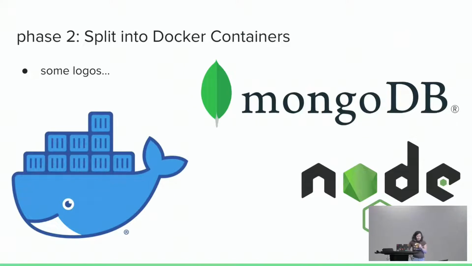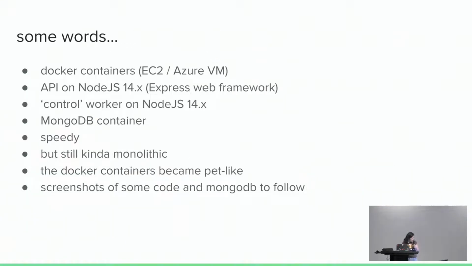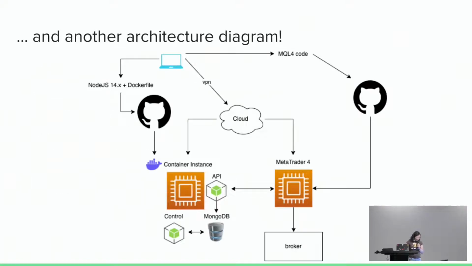Anyway, phase 2, because I got frustrated with those bugs. And it was just too difficult trying to add anything new without breaking something else. So yeah, lots of bugs. Some nice logos there, Docker, MongoDB, Node.js. Some nice words about them. I'm not going to read them all out. But I guess I wanted to stay away from the monolith. Although, eventually, the Docker containers became kind of monolithic as well.